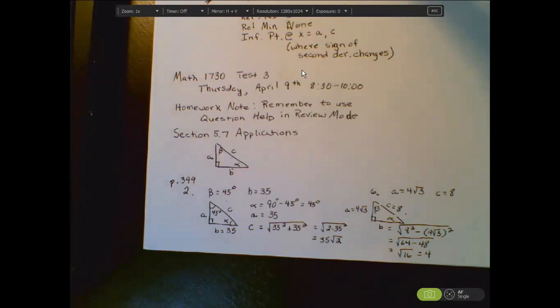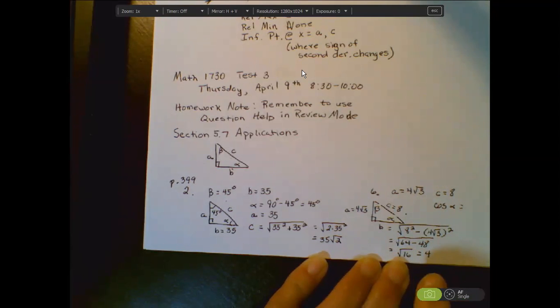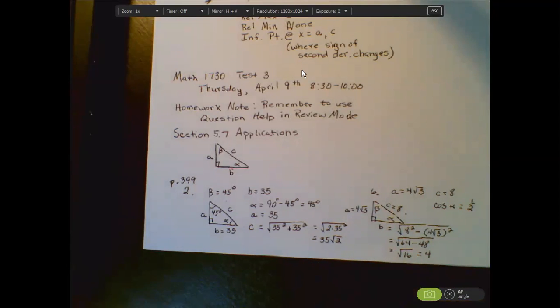Would it be cosine? Let's see. Cosine of alpha would be adjacent over hypotenuse. Yes. Cosine of alpha would be adjacent over hypotenuse. 4 over 8 is a half. Now, if the directions didn't say find the exact answer, then what button could I use on my calculator to find the angle whose cosine is a half? What function on my calculator gives me the angle whose cosine is a half?